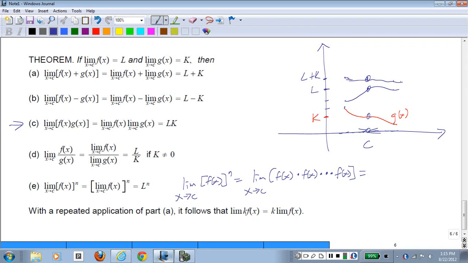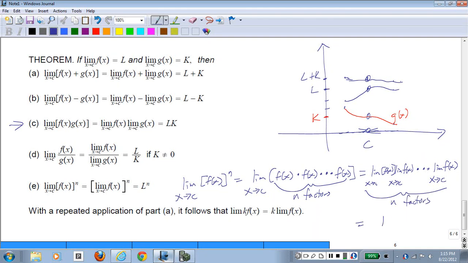But what we're saying is the limit of the product equals the product of the limits. This is equal to the limit of f of x as x approaches c times the limit of f of x as x approaches c, times a bunch of them, times the limit of f of x as x approaches c. And how many of them are there? Well, there are n factors there. So this is the limit of f of x as x approaches c, to the nth power.